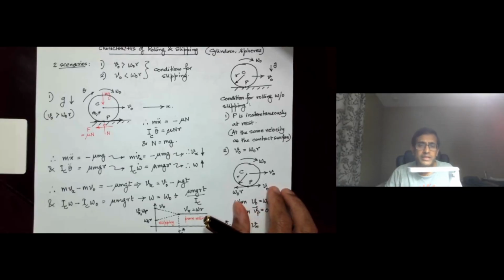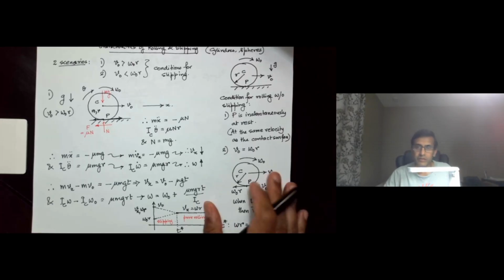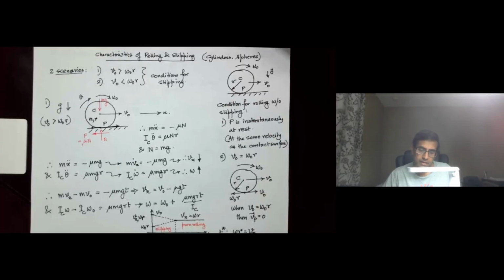Okay, so this is the second video in the series on the characteristics of rolling and slipping with applications to cylinders or spheres. And the idea of these videos is to provide some conceptual details on how to model the motion of a cylinder or a sphere that is slipping during its motion on a flat surface.